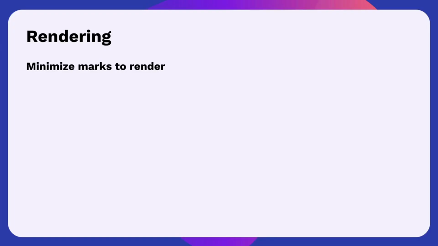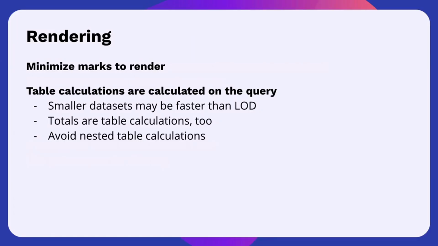What are we going to see? I think the easiest thing to say is try to minimize the number of marks that you're going to render. And to that as well, on the render side, are those table calculations. We talked about this already, table calculations are calculated in the query for rendering. Smaller data sets, if you're working with table calculations, are probably faster than in a level of detail. But just remember, totals are also table calculations.